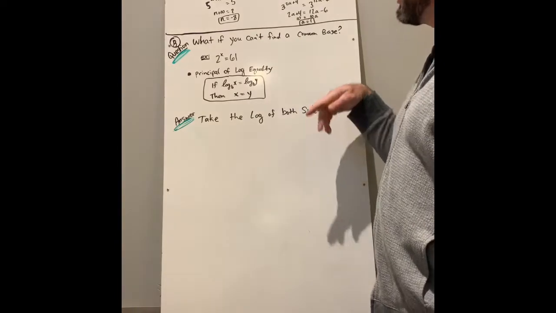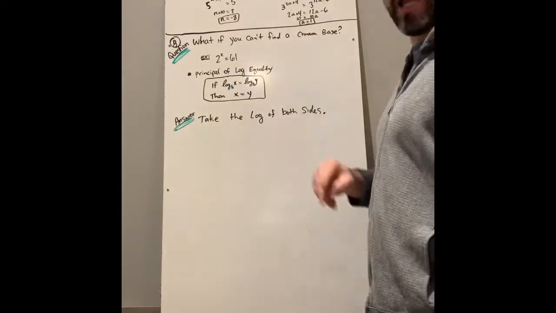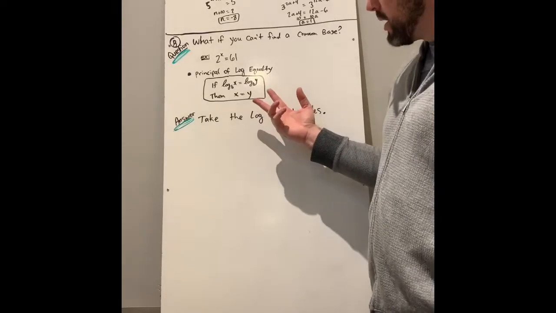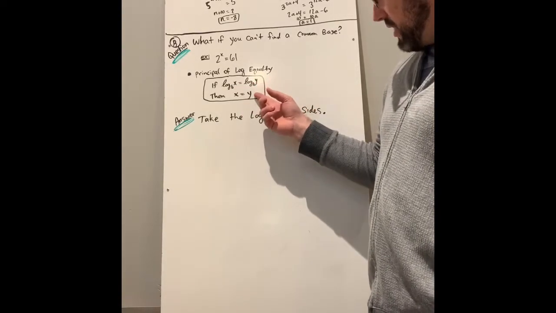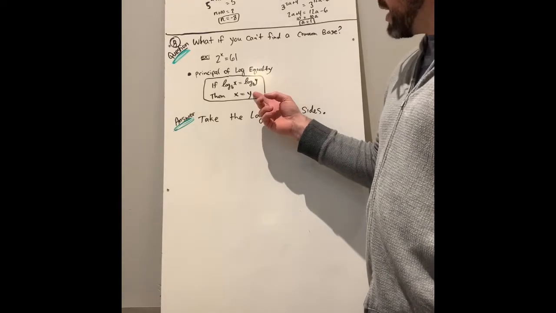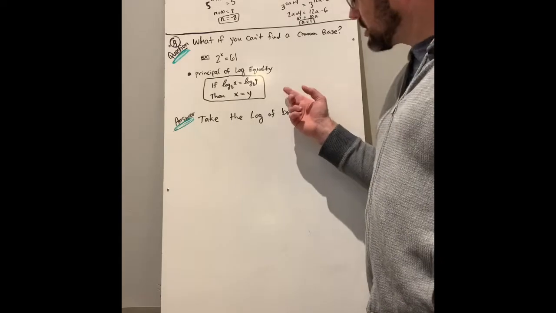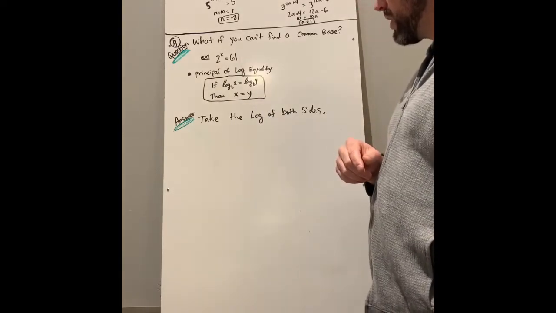It's very similar to this property: if you have two exponentials with the same base, you could say the exponents are equal. This is very similar. If you have this scenario, then the inputs equal each other. And so we could use this principle sort of backwards to solve a problem like this. How do we do it?